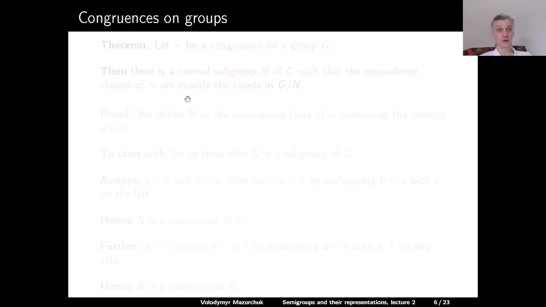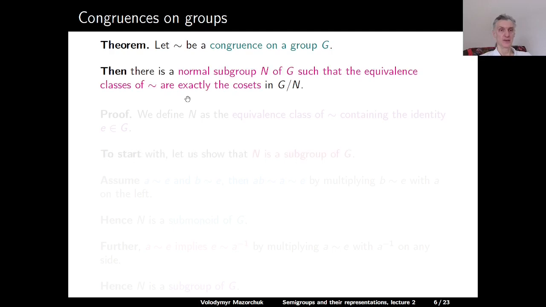Let us describe all congruences on groups. Theorem: let tilde be a congruence on a group G. Claim: then there is a normal subgroup N of G such that the equivalence classes of tilde are exactly the cosets of G modulo this normal subgroup.